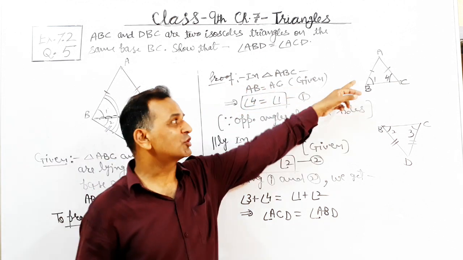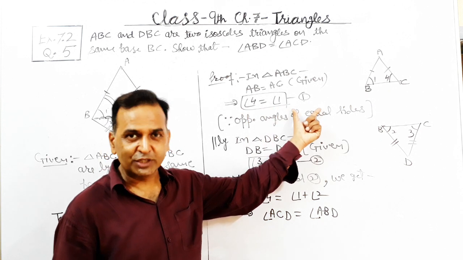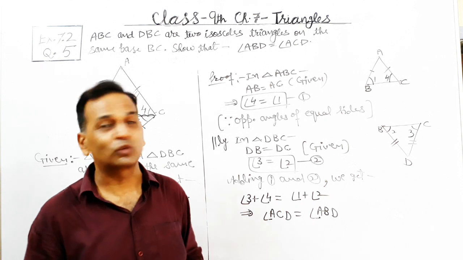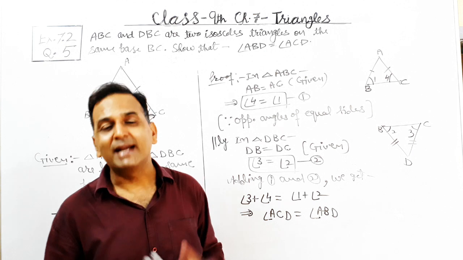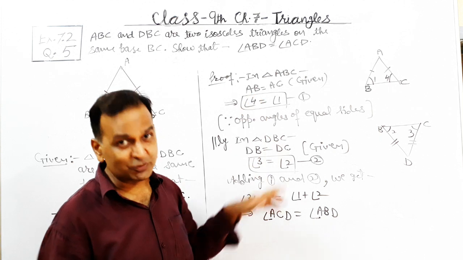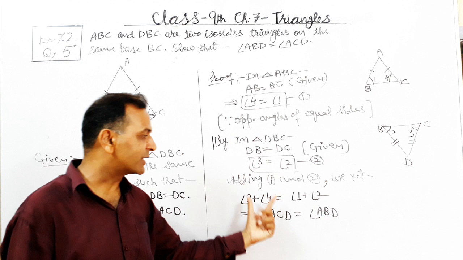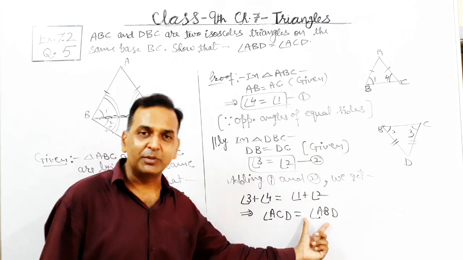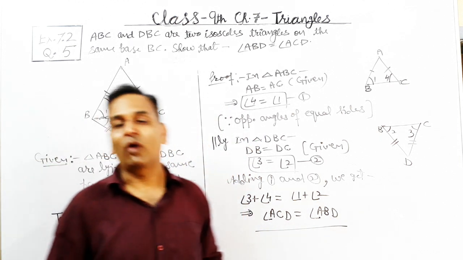In triangle ABC, because two sides AB and AC are equal, their opposite angles 4 and 1 are equal to each other. Similarly, in triangle DBC also, DB and DC are equal, so their opposite angles 3 and 2 are also equal, the result number 2. And now for getting complete angle ABD and complete angle ACD, we have to add these two results which we have obtained. So adding 1 and 2, what we have? The sum of angles 3 plus 4, which becomes angle ACD, and the sum of angles 1 and 2, which becomes angle ABD. So angle ACD equals angle ABD. This was the result which we wanted to obtain.